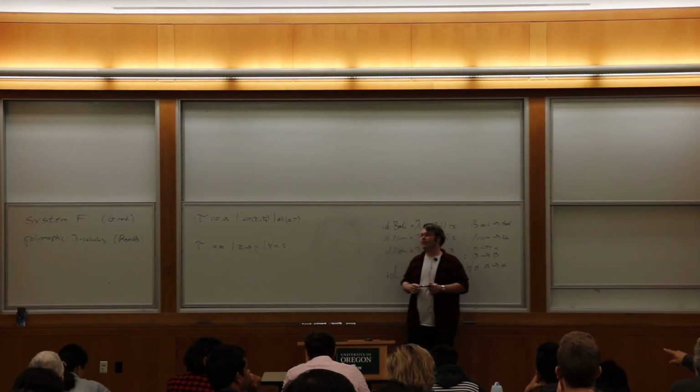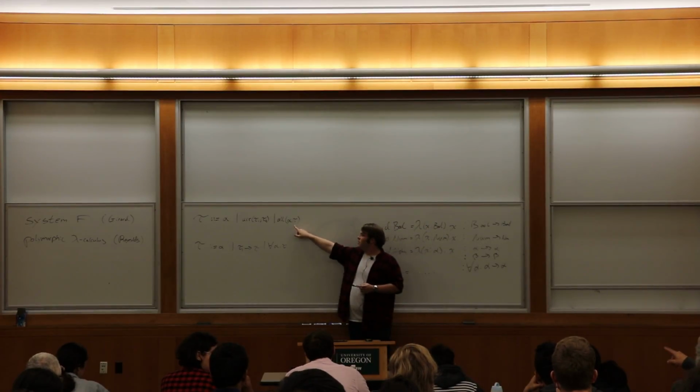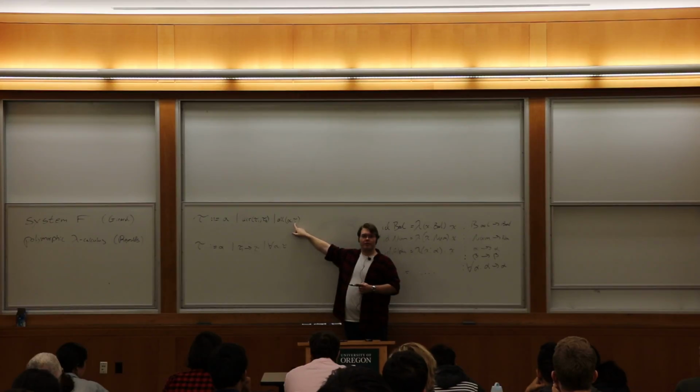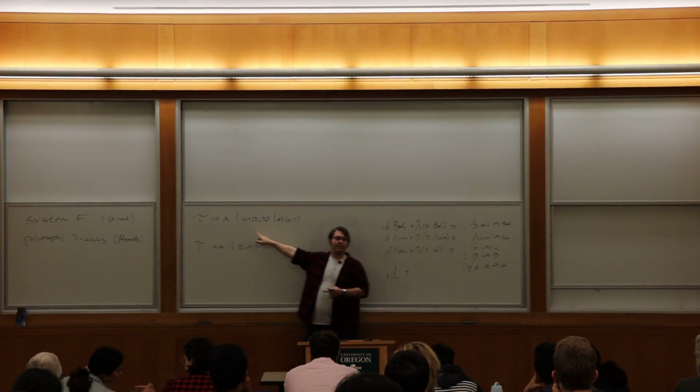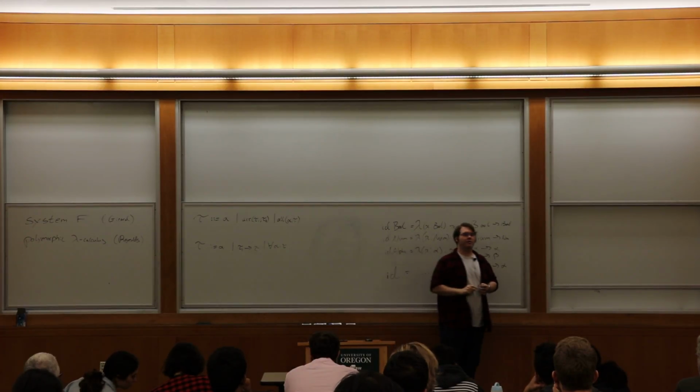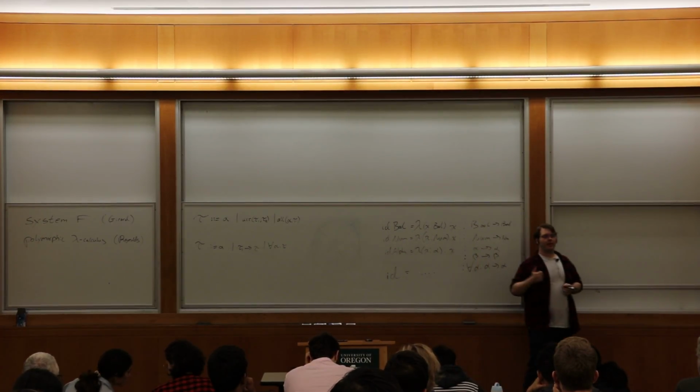Yeah? The tau, do we expect it to be an arrow type or any type? So that could be either. It's any of these types. So this could be an alpha, an arrow, or another for all. So there's no restriction on what tau could be. It's anything I could write down.